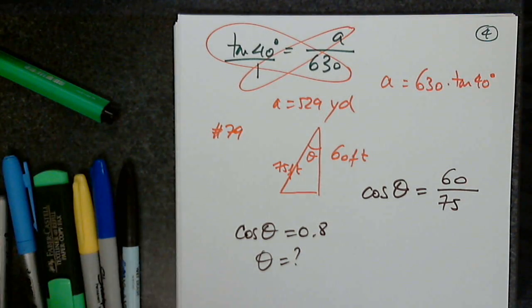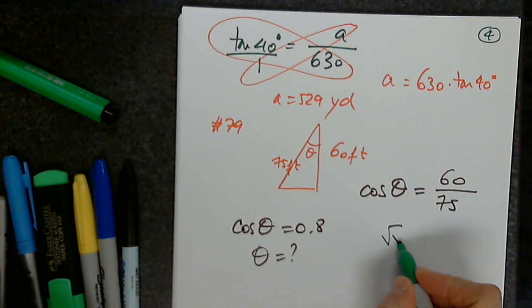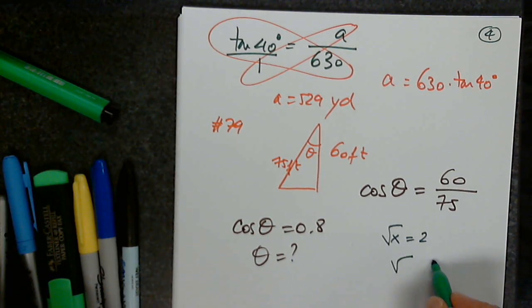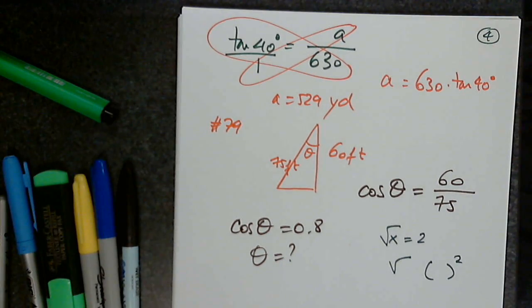So now let's have a little chat. If I want to solve the equation the square root of x equals 2, what should I do to both sides? Why? Because the square root and something squared are what type of operations? Excellent. So now I have to find a way of applying the inverse operation of cosine.